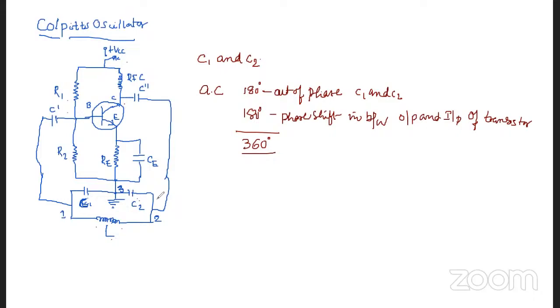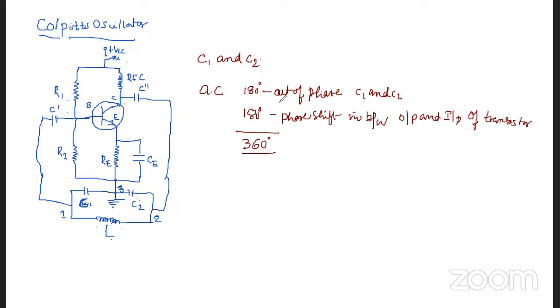So in this case, C1 and C2 are 180 degrees out of phase. So 180 degrees of phase shift is going to be present. Then another 180 degrees of phase shift is going to be obtained between the output and input of the transistor, that is the collector emitter output of the transistor and the base emitter junction at the input of the transistor. So total 180 degrees plus 180 degrees, 360 degrees of phase shift, or a zero phase shift, is going to be produced. From that we get sustained oscillations, otherwise continuous undamped oscillations. So this is the circuit operation.